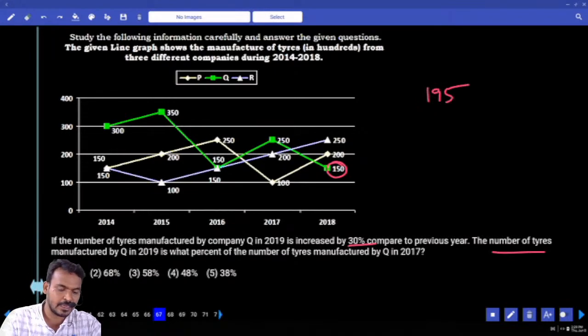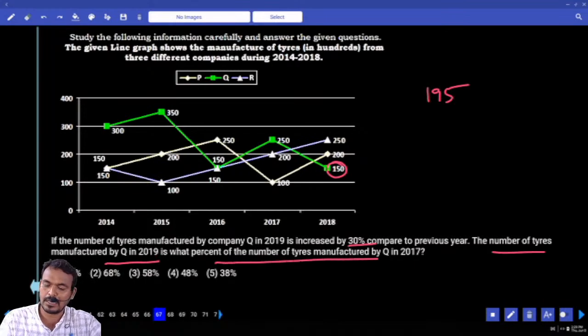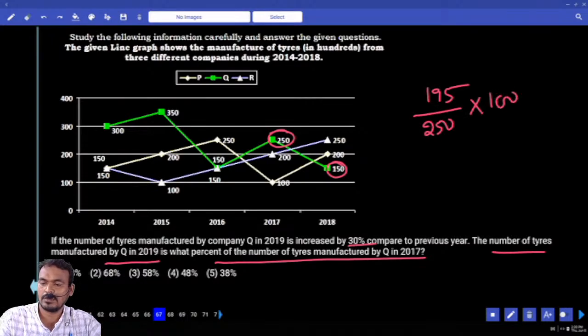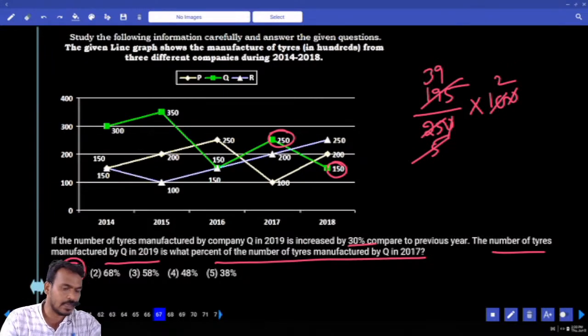The number of tiles manufactured by Q in 2019 is what percent of number of tiles manufactured by company Q in 2017? What is the Q in 2017? 250. Means 195 is what percent of 250? Zeros are cancelled. And 5 times, 5 2 times, 5 again, 3 9, 39 2s are 78.